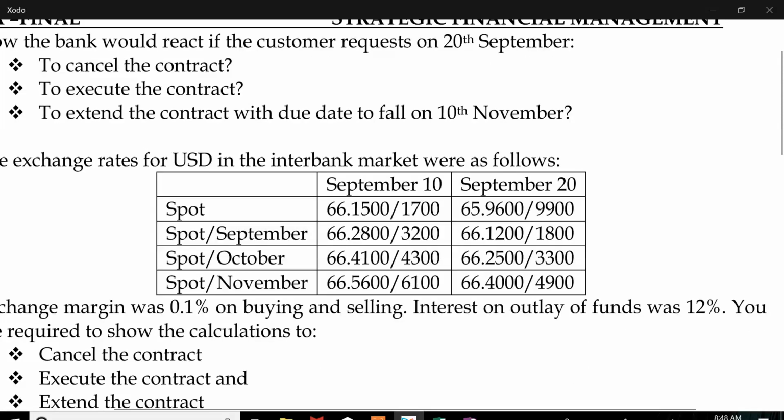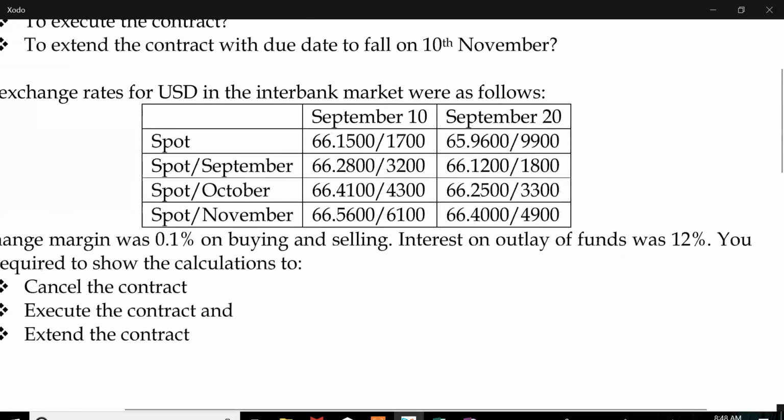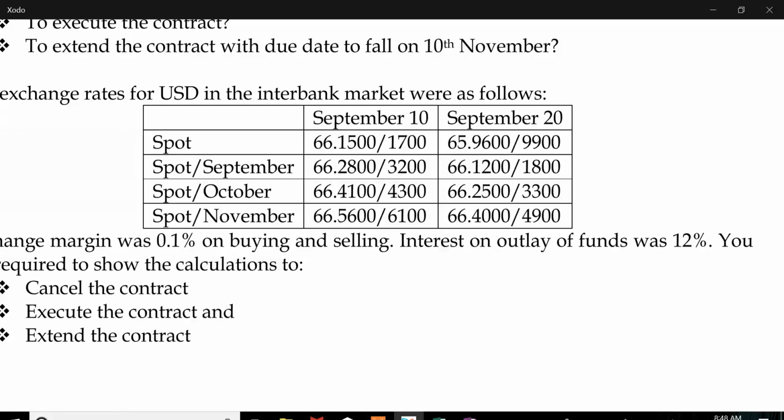The exchange rates and exchange margin are given as under. You are required to show calculations for cancellation, execution and extension. For all these three to be done, first I'll have to calculate those items and get the total cost: cancellation rate, cancellation loss, swap loss, interest cost, total cost. Let me get all those 5 things and then we come to what is required in the question.